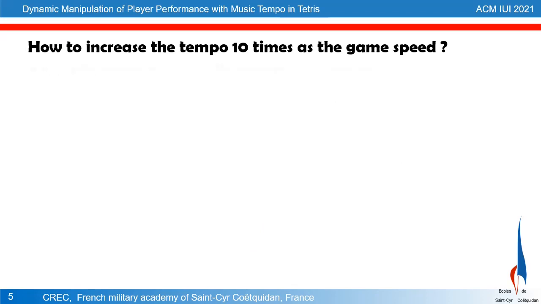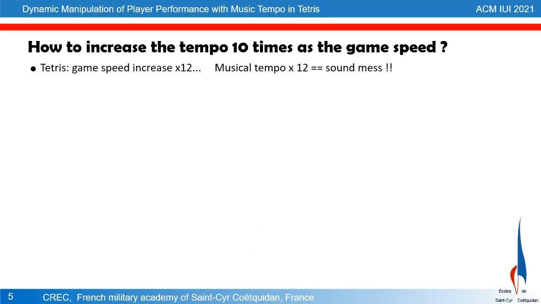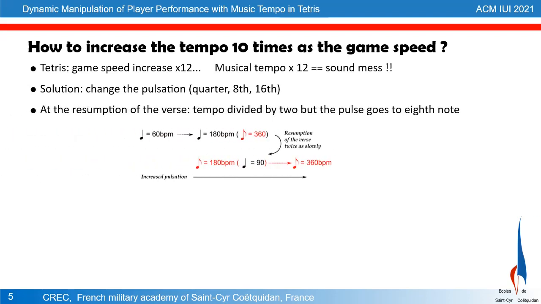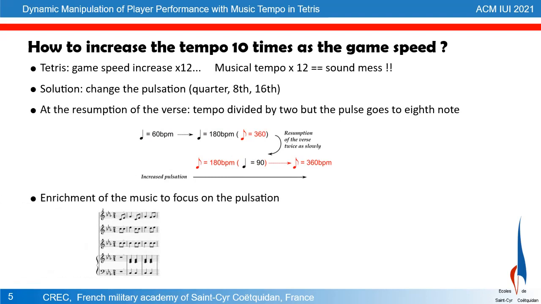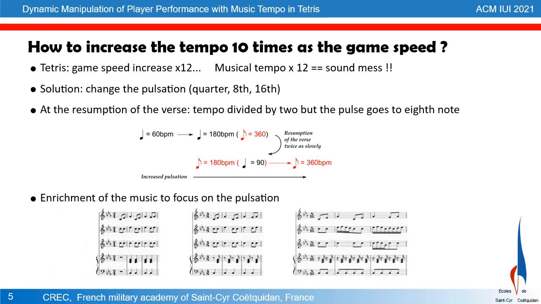To be able to synchronize the music with the gameplay of Tetris requires to speed up the tempo considerably. To achieve this without damaging the aesthetics of the music, we chose to change the pulse when the verse returns. The tempo of the music is divided by 2, but the pulse is doubled. The listener has the feeling of a continuous acceleration. An enrichment of the bass and ornaments in the melody allows the listener to focus on this pulse.